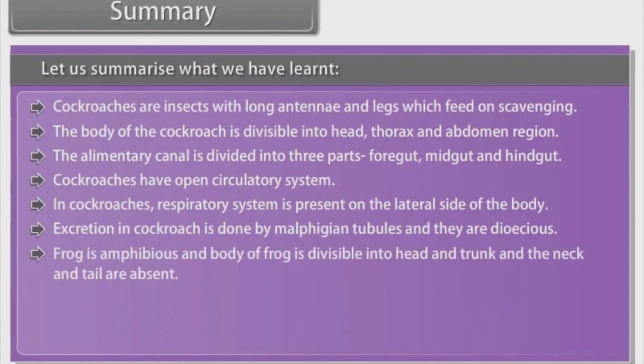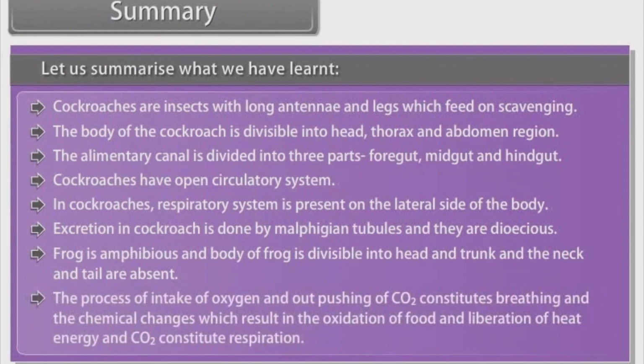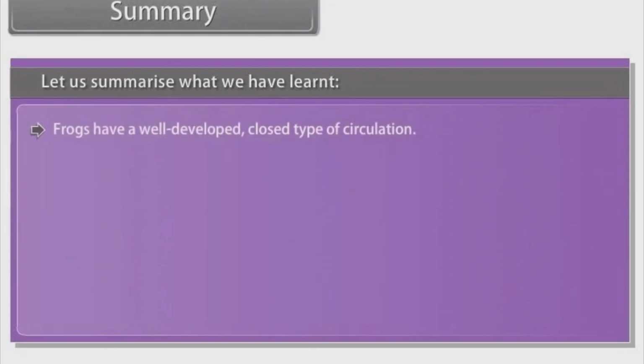Frog is amphibious, and the body of frog is divisible into head and trunk; the neck and tail are absent. The process of intake of oxygen and outpushing of CO2 constitutes breathing, and the chemical changes which result in the oxidation of food and liberation of heat energy and CO2 constitute respiration. Frogs have a well-developed closed type of circulation. The main excretory organ in frogs is a pair of kidneys.